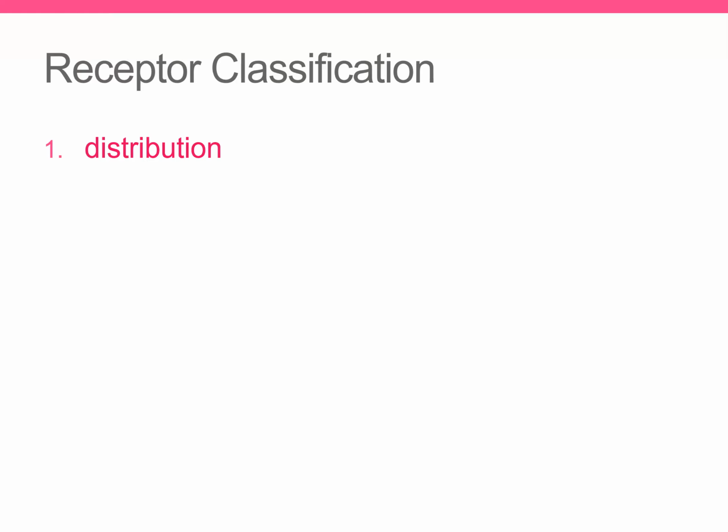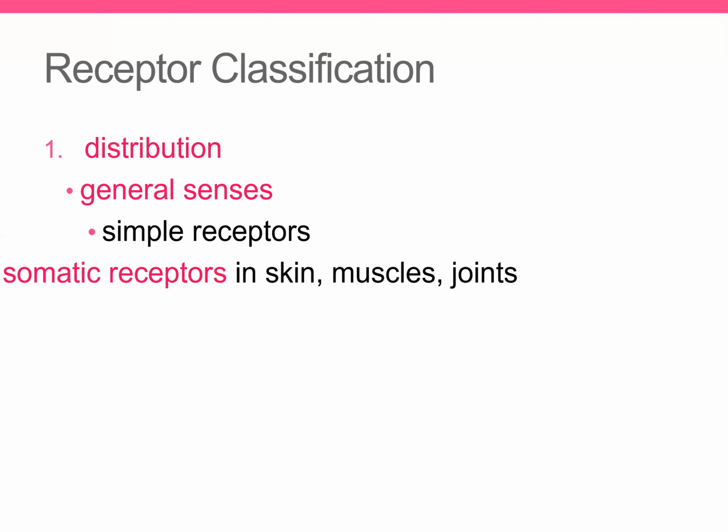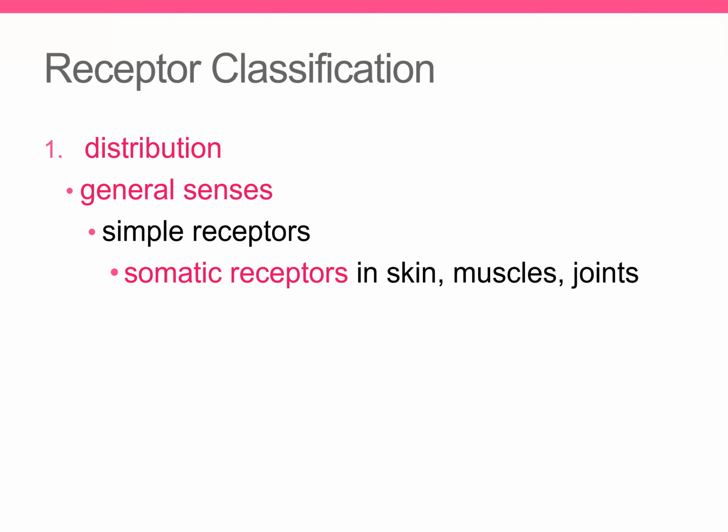First, we have classifying the receptors based on their distribution. So here we have different categories. Some receptors are in the general senses. These are going to be simple receptors, and there are different categories here, so little subcategories. You have somatic receptors. You should have learned that term in BIO211. Somatic receptors are always found in skin, muscles, joints. Anytime you see that, you should link up the word somatic to those regions in your body.